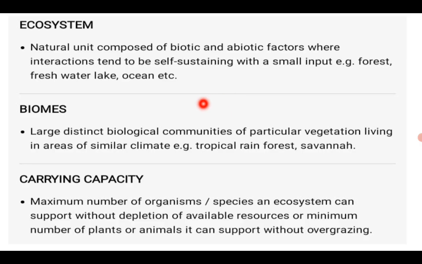So organisms living in areas that have similar climates form biomes. Examples of biomes include tropical rainforests and savanna. Carrying capacity is the maximum number of organisms or species an ecosystem can support without depleting the available resources, or the number of plants and animals it can support without overgrazing. That's called carrying capacity.